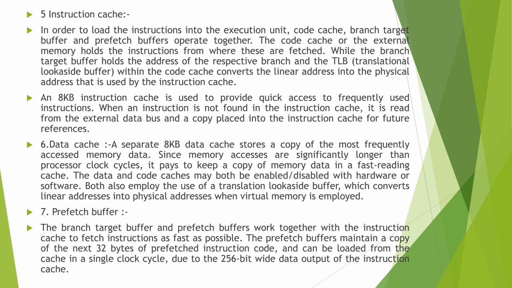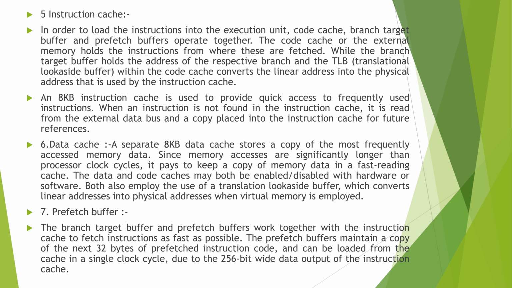The code cache or the external memory holds the instructions from where they are fetched. Whenever an instruction is executing, it is first searched in the internal cache memory. If it is not available there, it is called a cache miss, and that instruction is brought from the external memory and one copy of it is written into the instruction cache, while the branch target buffer holds the address of the respective branch and the TLB. TLB stands for translation look aside buffer, which converts the linear address into the physical address that is used for the instruction cache.